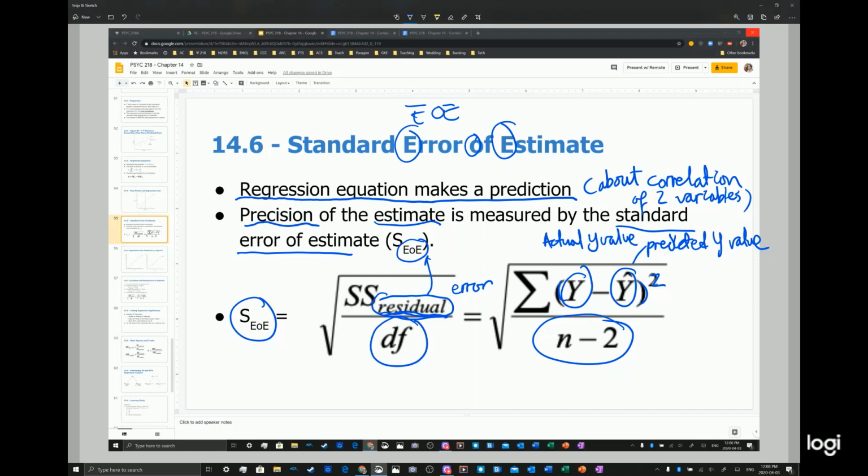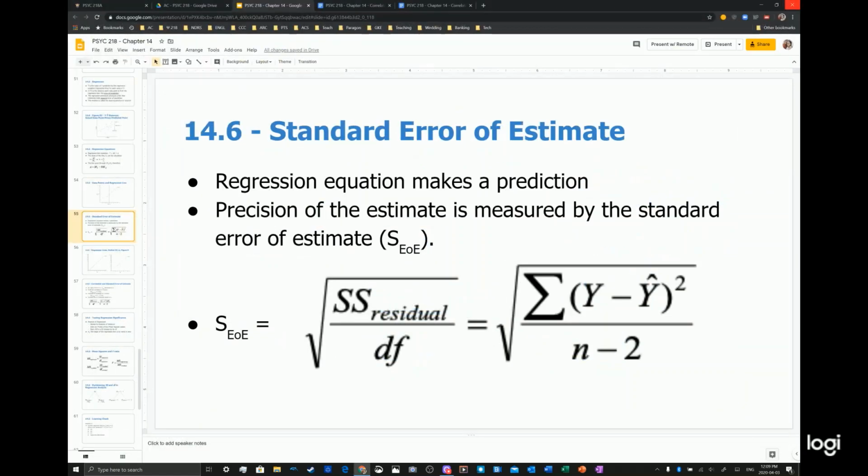So for us to test the prediction, or how precise that prediction is, we need to measure the standard error of estimate. Again, it's based on the standard error formula, which we have done before in our independent samples t-test, in our ANOVA test, and now we do the same with our regression line.